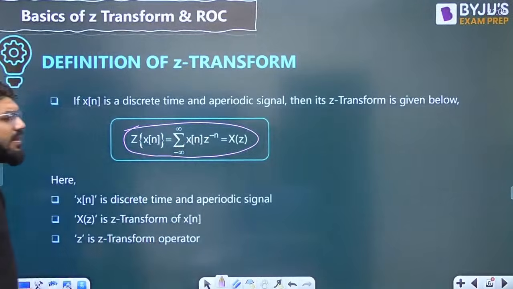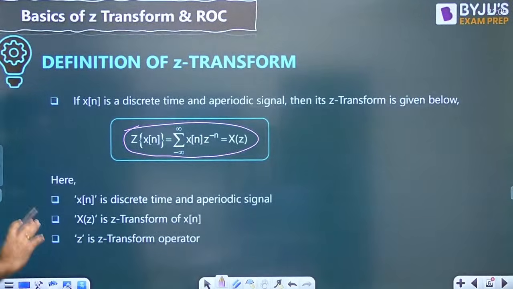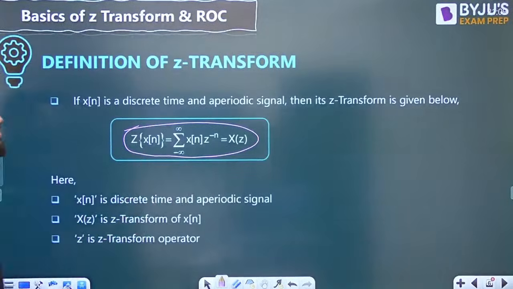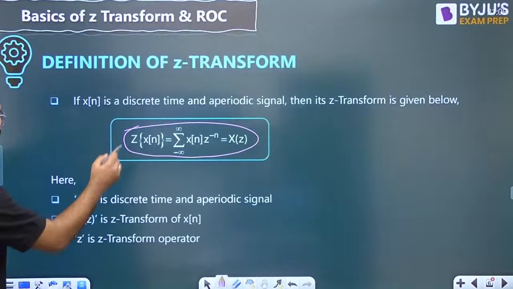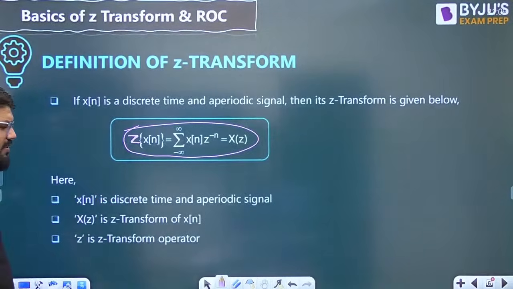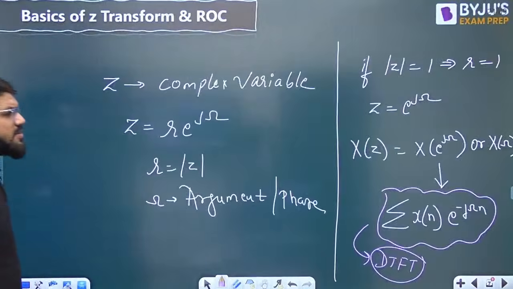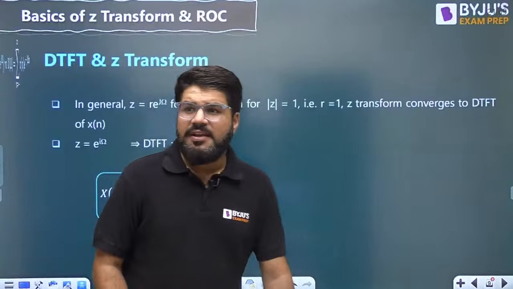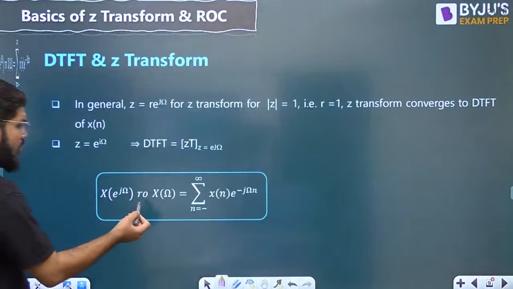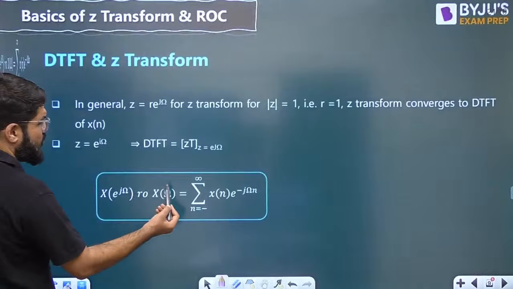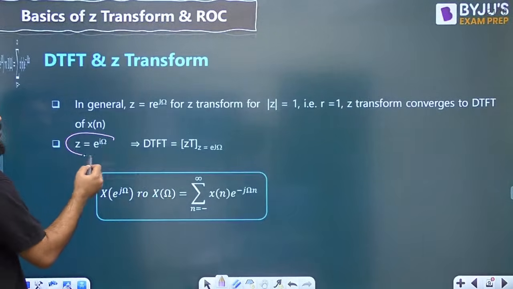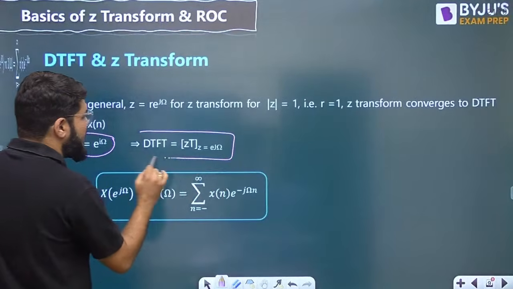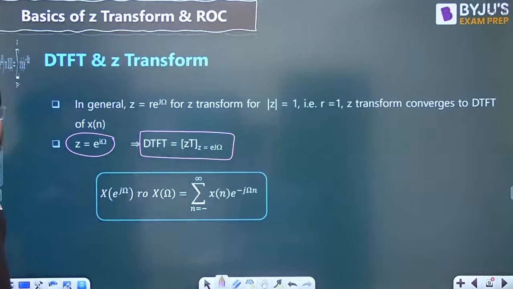Summation of x[n] z power minus n is basically known as the Z transform. This is the basic review of the formula. X(z) is the Z transform, x[n] is the discrete time signal whose Z transform you want to calculate, and z is the variable of the transform. As I already told you, X of e power j omega, or X of omega, will be obtained by putting Z equal to e power j omega. That means I can say that the DTFT is the Z transform evaluated at Z equal to e power j omega.